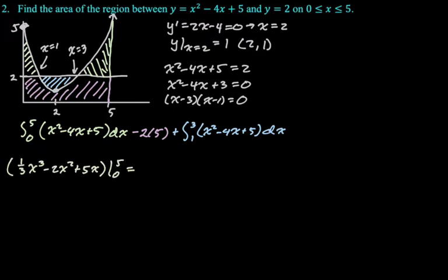So for this integral, reverse the power rule: 1/3 x cubed minus 2x squared plus 5x. Use the fundamental theorem, so you're plugging in 5. When you plug in 0, you just zero it out. So plugging in 5 gives us 125 over 3 minus 50 plus 25, and then minus 0. That simplifies to 50 over 3.